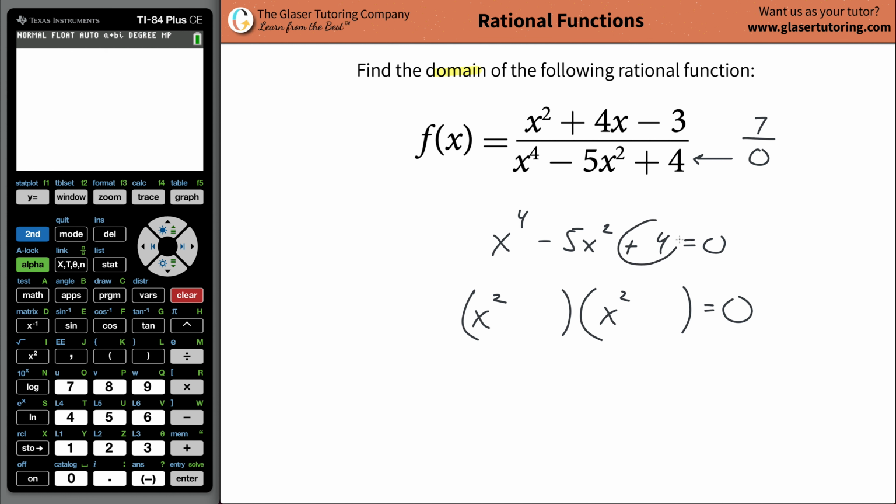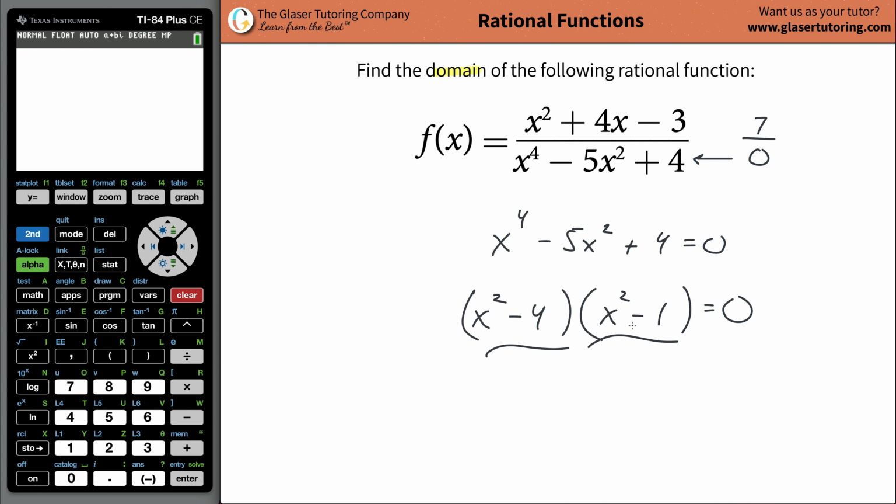Now what you're going to do is think of two numbers that multiply to positive 4, but add to negative 5. And I'm like, oh, right, negative 4 and negative 1. Negative 4 and negative 1 add to negative 5, but when they multiply together, they become positive 4. Bada bing, bada boom. Look at how nice this is.